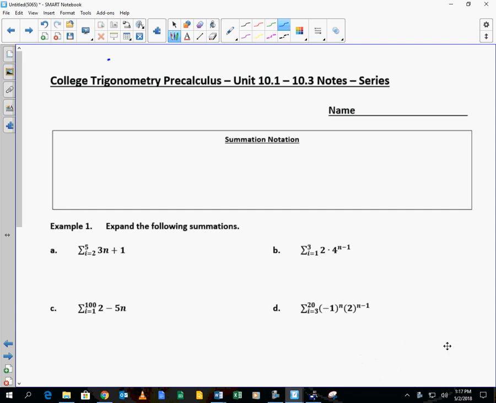We want to look at series. And a series is a sum of a sequence. Series is a sum of a sequence. We can express a series in kind of smaller notation.